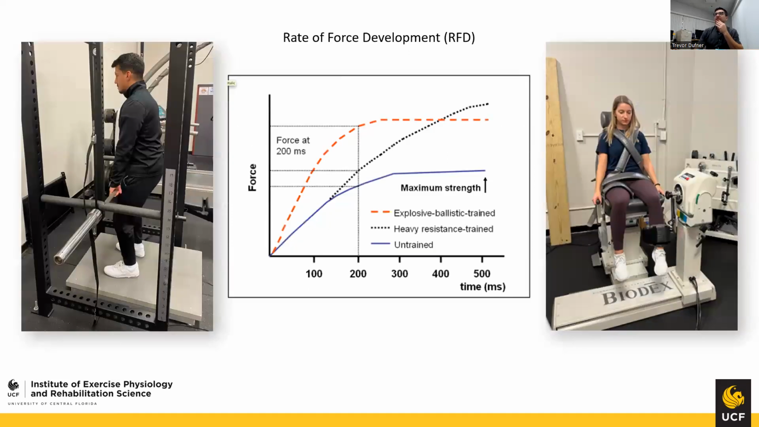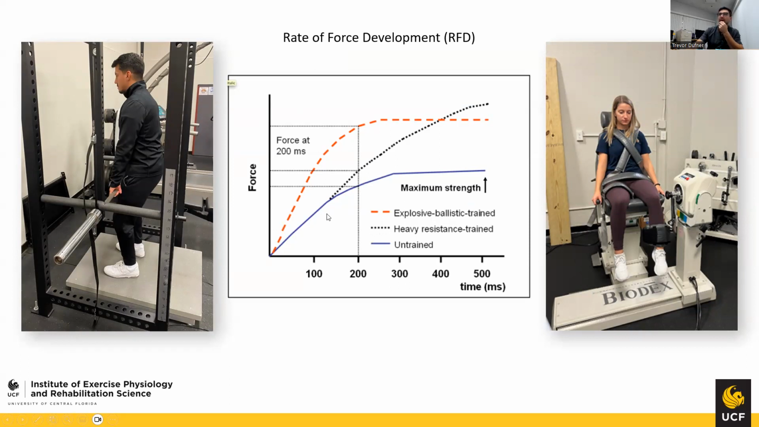Right here, we're looking at essentially a measurement of rate of force development. I'll move my face here so you can see it. There are a few different ways you can measure this. You can use isometric movements, like a mid-thigh pull, or on the Biodex, an isokinetic dynamometer, you can lock their knee in at a specific angle and measure the amount of force they're producing and the speed at which they produce force.